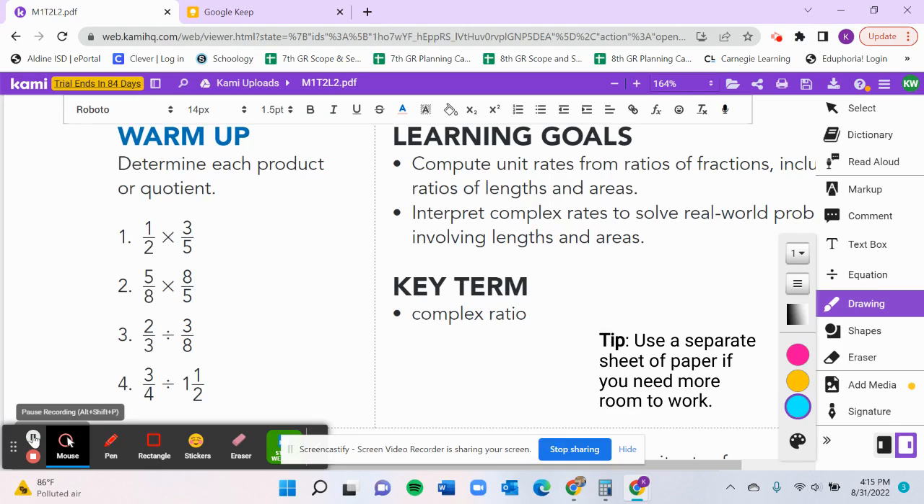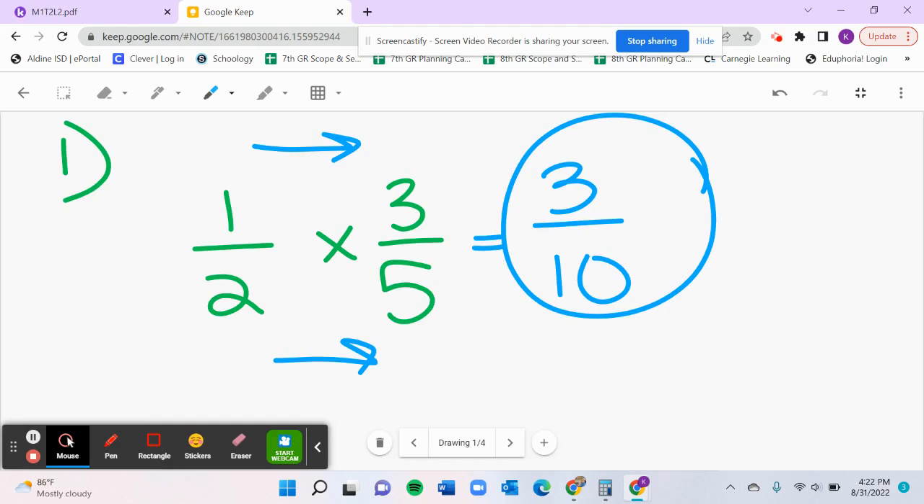Pause here. I'm now going to show you the answers and the work that you should have gotten for questions 1, 2, 3, and 4. Here's question number 1. 1/2 times 3/5 gives you 3/10. The way that you multiply fractions is straight across the top and straight across the bottom.